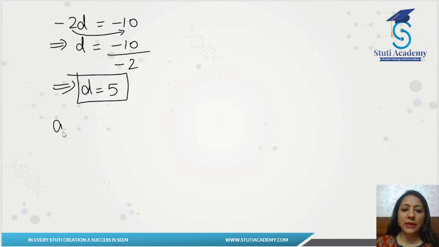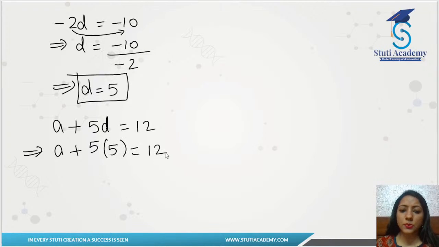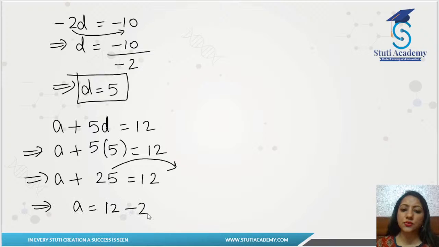So I have a plus 5d is equal to 12. I'm going to replace this d here by 5. So we will get a plus 5 into 5, that's 25, equal to 12. 25 we are going to take on the other side and we will get a is equal to 12 minus 25. So this can be written as a is equal to minus 13.